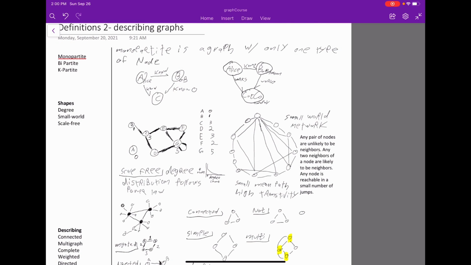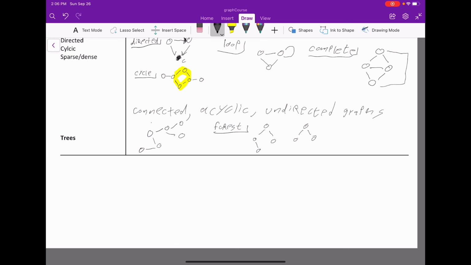Well, we went through a lot of terminology, so I just want to review it very quickly. A few different ways to describe graphs are whether they're monopartite, bipartite, or k-partite. We can talk about their degree. And when we talk about their degree, we can consider small world or scale-free graphs, which have a particular degree distribution.